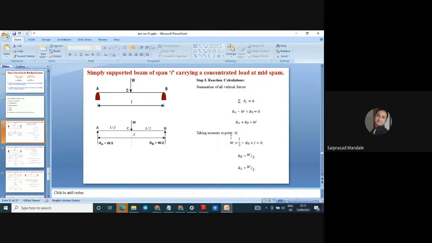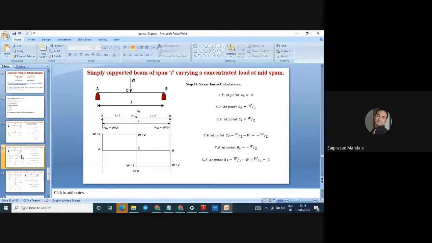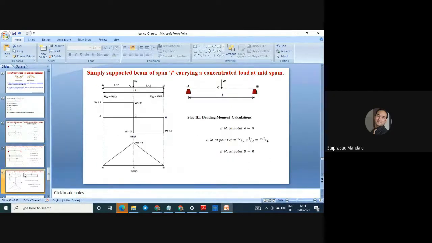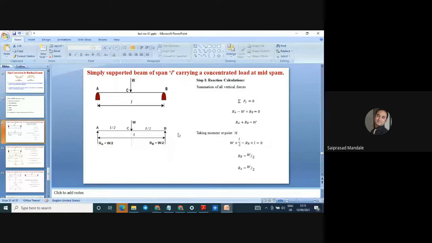Just have a simple understanding of how to calculate the reaction, how to calculate SF, and how to calculate the SFD and BMD. Actually, that is not required. We can go directly to the numerical, but for the basics, we should. A simply supported beam of span L carrying a concentrated load at mid span. This is a simply supported beam. It is supported at point A and point B, and the load W is acting at C.